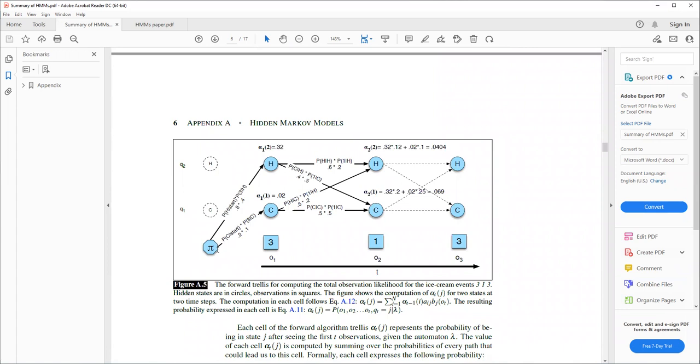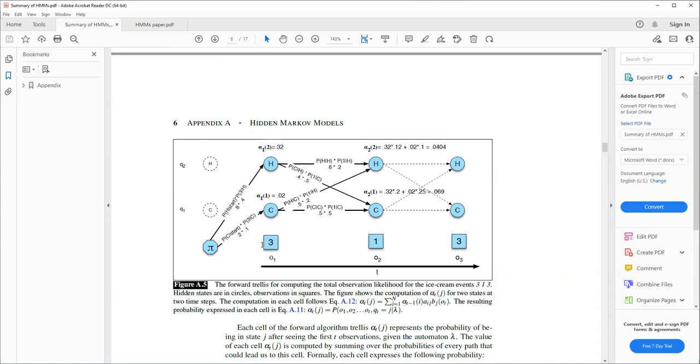You have got a starting probability. So this is the probability of starting in hot or cold weather. The first observable symbol is 3. The second observable symbol is 1. And the third observable symbol is 3 again, right? And what I'm going to do is I can start with hot weather or I can start with cold weather. And in each of them, I can then observe 3, right? So let's do it systematically.